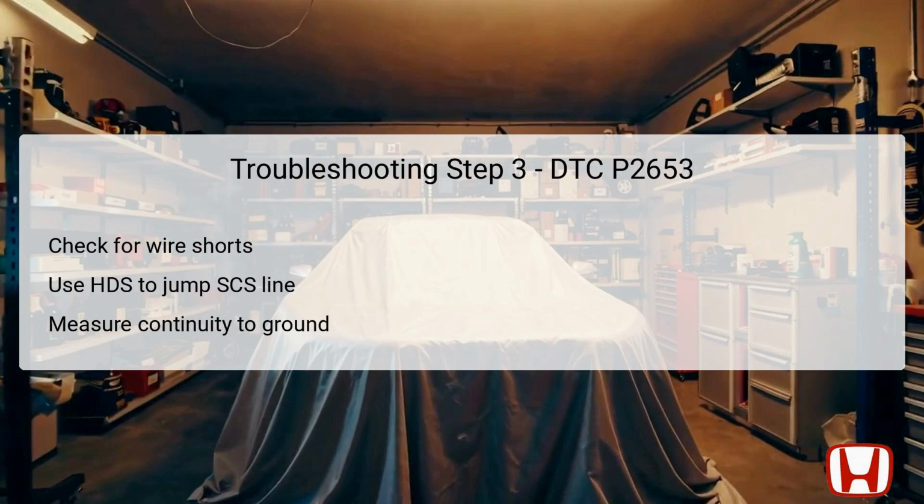The third troubleshooting step targets potential wire shorts within the circuit. Begin by jumping the SCS line using the HDS, which stands for the SRS collection system line, and allow the vehicle to sit for over a minute to stabilize the system. Following this, disconnect the PCM connector number 1, which is typically labeled 96P.